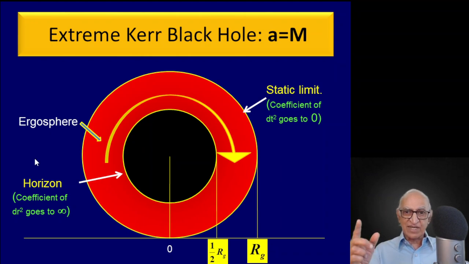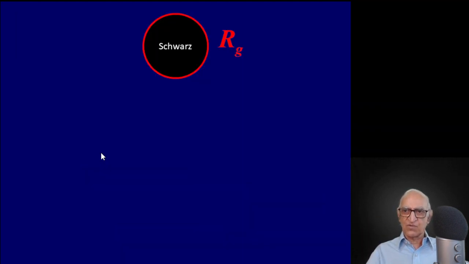But in the case of a rotating black hole, the static limit is at a larger radius than the event horizon, which is at a smaller radius. The region in between is known as the ergosphere. And if you are inside that ergosphere, that is where the dt d phi term plays an important role. You'll be dragged around the black hole, whether you like it or not. So we shall now specify these differences between the Schwarzschild black hole and the Kerr black hole explicitly.